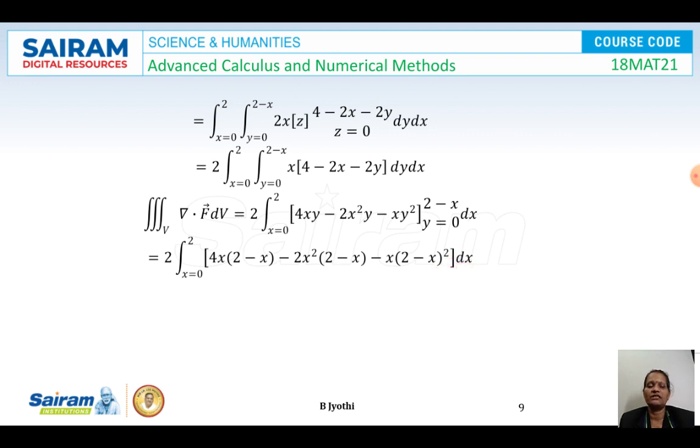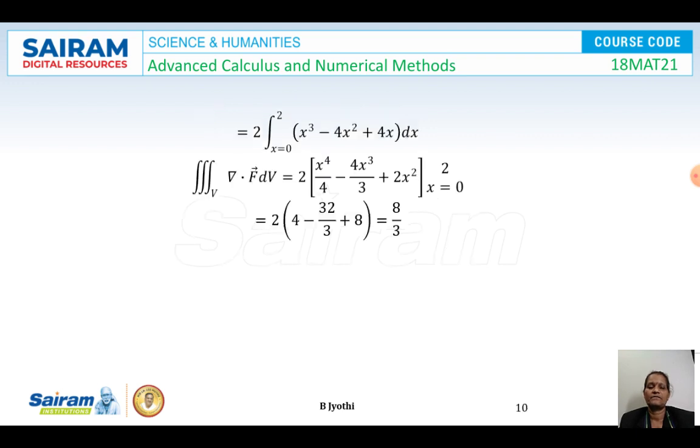Now we need to simplify this and then integrate. After simplification we are getting x cube minus 4x squared plus 4x into dx. Then on integration, x cube integral is x power 4 by 4, x square is x cube by 3, and x is x square by 2, and 4 and 2 get cancelled, we get 2x square here. Where the limit of x is 0 to 2, on substitution we are getting 8 divided by 3. That is the answer we are getting.